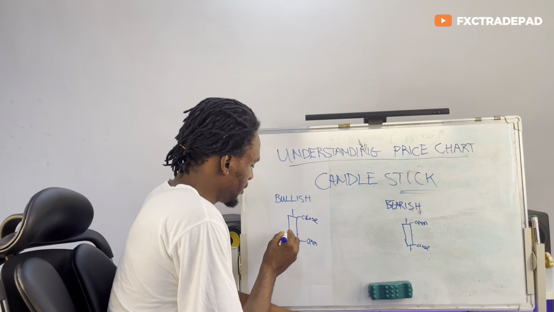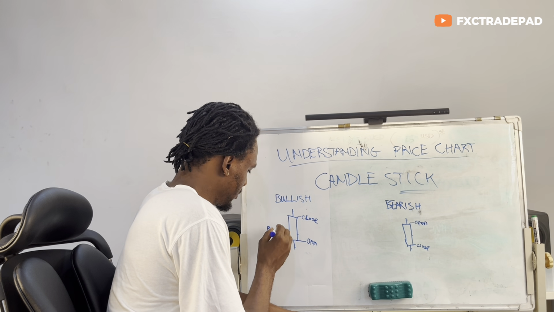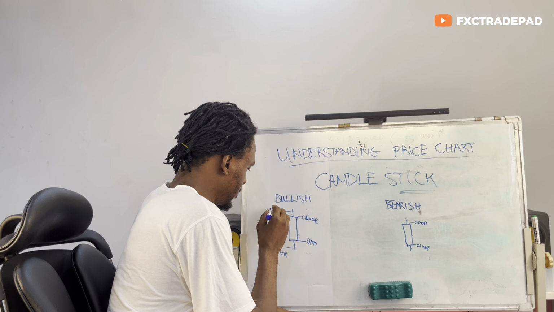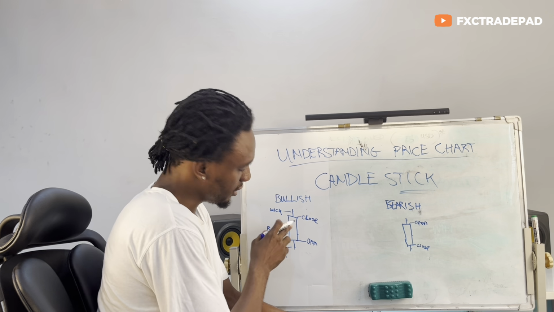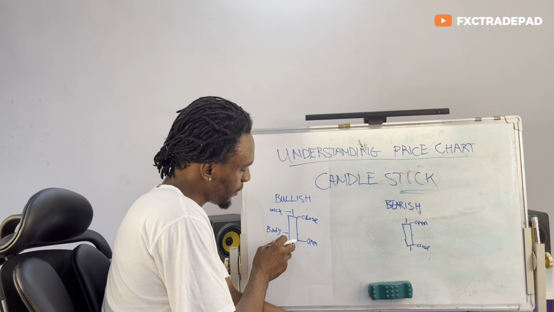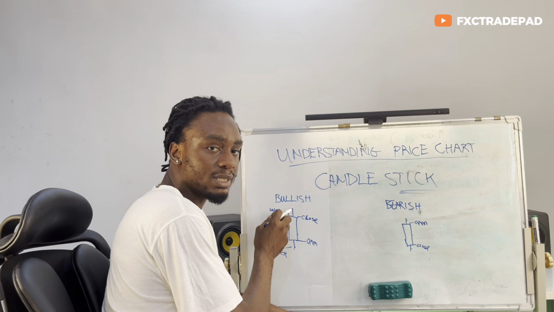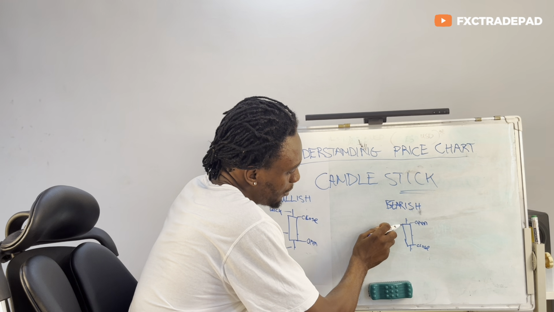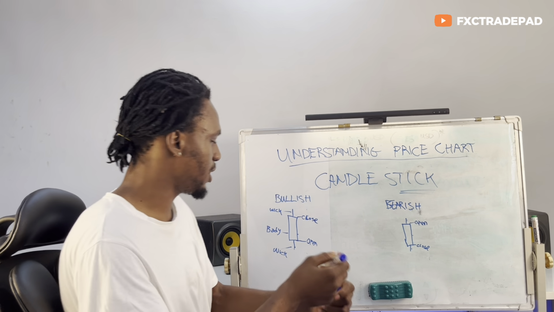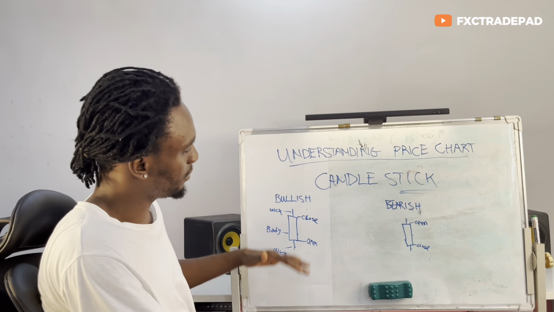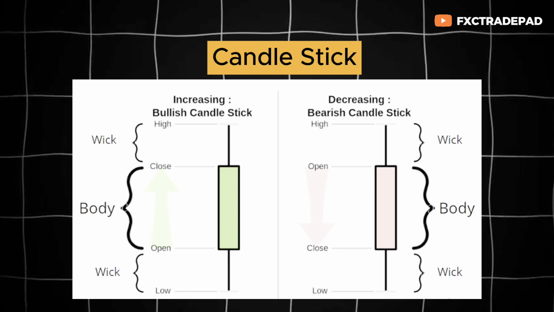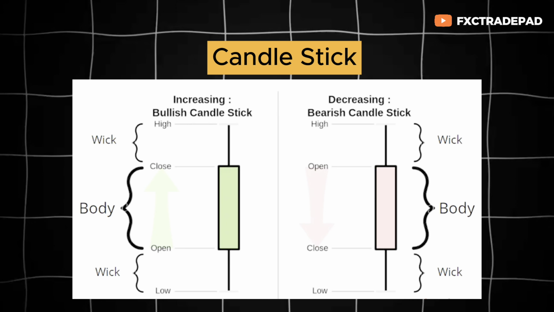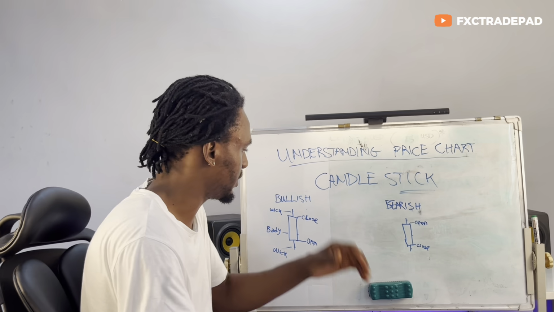Remember, this is body. This is wick. This is also wick. All right, but the most important is that price opens from below on the bullish candle and closes above, and on the bearish candle, price opens from the top and closes below. So now you might be asking me, okay, what is this precisely, because you've seen it on the screen right now, candlestick. You see how everything is now. Now you might be asking me, what does this really do? So let me explain more deeply.